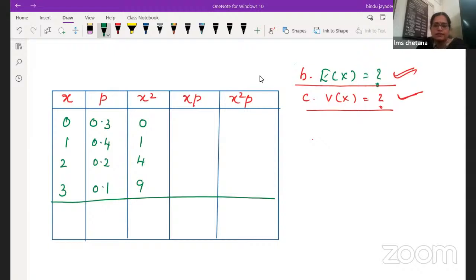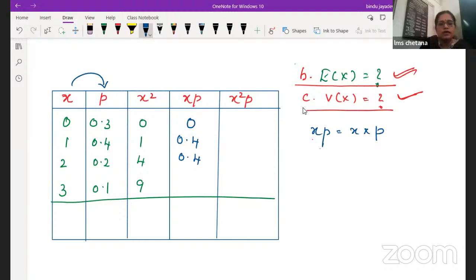Yes, correct. Continue. Now x into p. x into p means these two values: x is here, p you multiply, x and p multiply. That is x multiplied with p, right? Therefore, 0 into 0.3 is equal to 0. 1 into 0.4 is 0.4. 2 into 0.2 is again 0.4. 3 into 0.1 is going to come 0.3. Multiply with your calculator. Yes, correct answer: 0, 0.4, 0.4, 0.3.